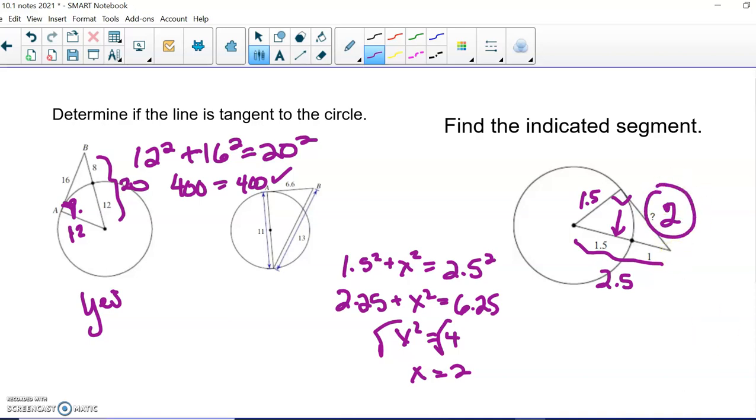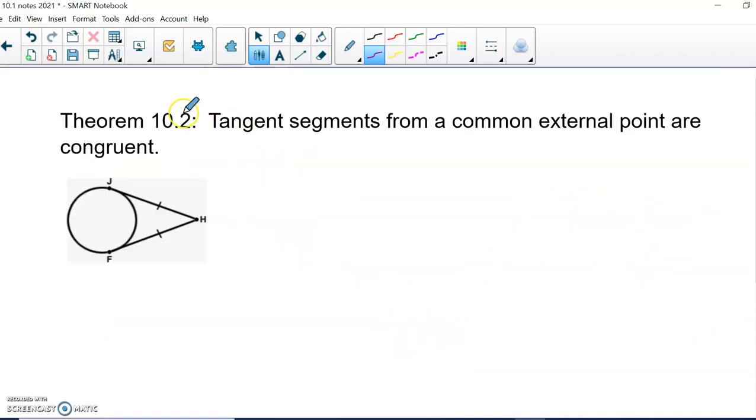Okay, let's learn another rule. The second tangent rule we learn is if you have an external point and you draw two tangent segments to the circle, those segments are going to be congruent. So in other words, if you were standing here and your friend went to one side, you went to the other side, it's the same distance. And let's go ahead and use that rule.